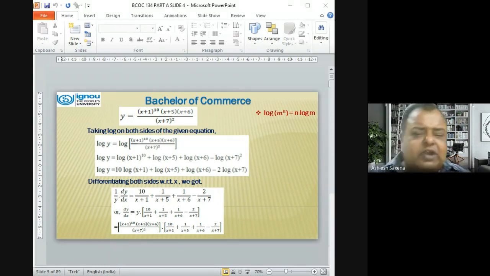Now, there is no need of solving this question further. So we can leave it in this form and we will replace this y over here. Y is this function. So this will come over here. So your answer will be this one.